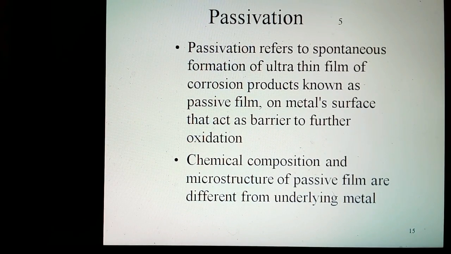Passivation. Passivation refers to the spontaneous formation of an ultra-thin film of corrosion products, known as passive film, on the metal's surface that acts as a barrier to further oxidation. The chemical composition and microstructure of a passive film are different from the underlying metal.